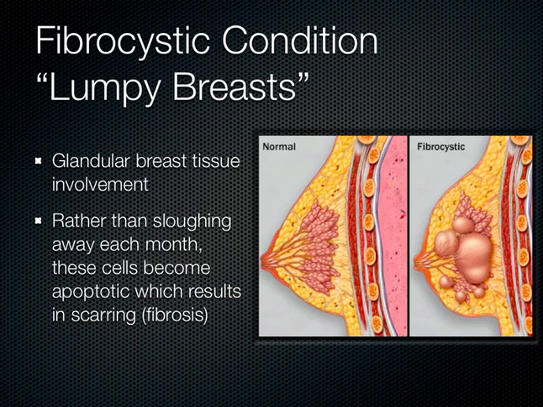Now, there's something called fibrocystic condition of the breast, or lumpy breasts. It involves the glandular part of the breast tissue, and usually each month the glandular cells slough away. However, if these cells die or become apoptotic, then you get these scars in this region of the breast. And so this is what a fibrocystic breast looks like. You get the scarring with these large lumps seen here.